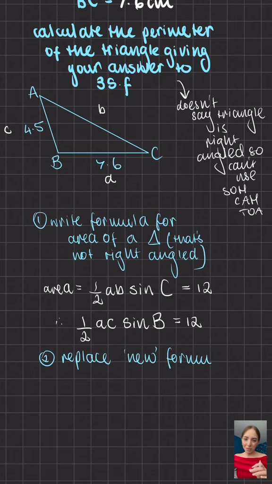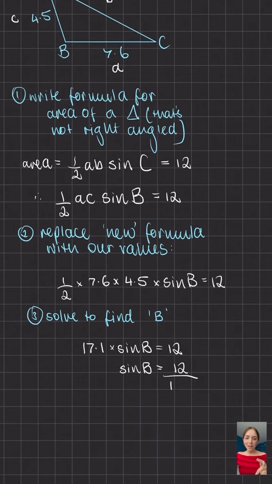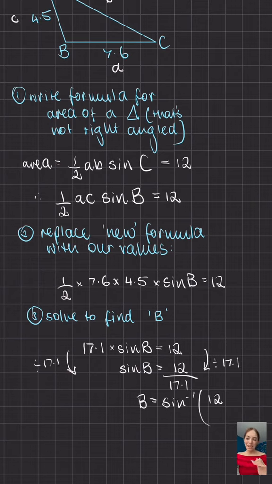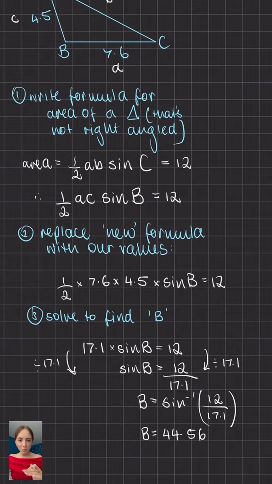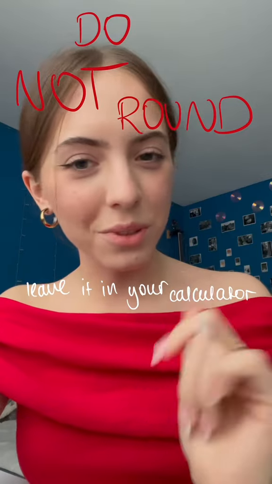Our next step is to replace the sides in the formula with the sides in our triangle. Typing that into my calculator, I got 17.1 sine B equals 12. To find the angle B, we're going to have to divide by 17.1 on both sides and then do the inverse sine to get the B angle on its own, which gives me 44.56 and so on. The crucial thing is to leave that number in your calculator because we're going to use it later on.